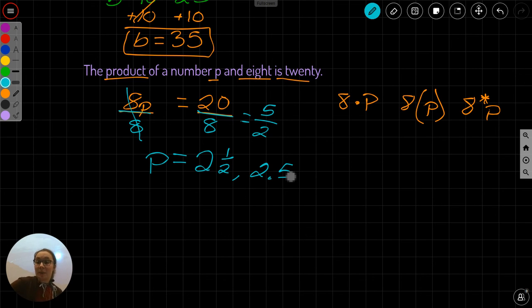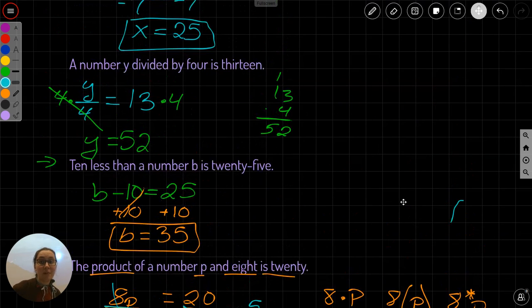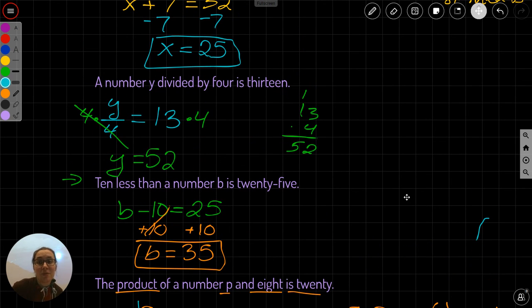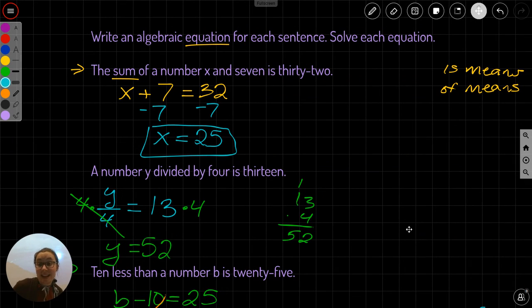That's it. Determine what your expression is, what operation you're using, and what operation you need to undo. If you have an addition problem, you're going to subtract. If you have a multiplication problem, you're going to divide. If you have a division problem, you're going to multiply. And if you have a subtraction problem, you're going to add. And that's algebra, guys.